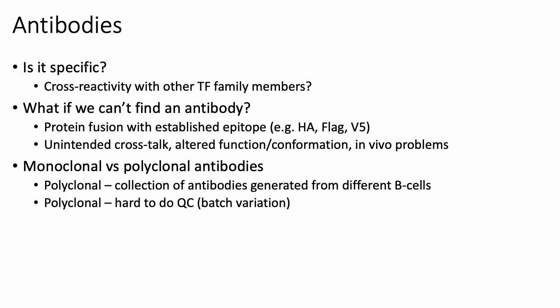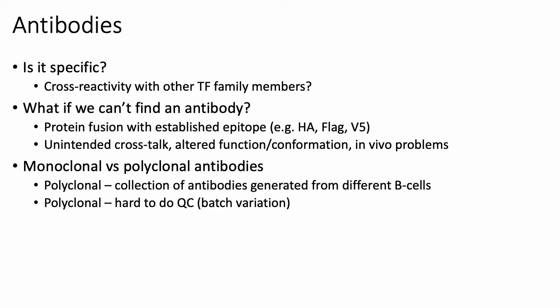If you can't produce a very good, for example, monoclonal antibody against your TF, there are alternatives. For example, you can fuse a tag, such as the HA, FLAG, or V5 tag, to your transcription factor of interest. The benefit is that there are antibodies that can recognize these different tags or epitopes that you fuse to your TF. Part of the problem with going down that road is that you can have unintended crosstalk between the epitope you fuse to your transcription factor and the protein, which can lead to altered function or 3D conformation of your protein. Also, in some cases for in vivo studies, it obviously becomes harder to make fusion proteins.